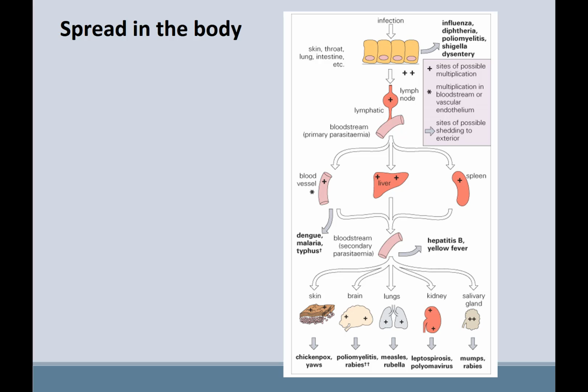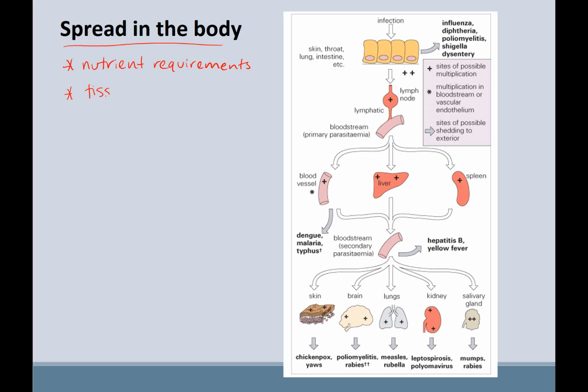Okay, so some of the components that make the spread in the body specific to each pathogen is, for instance, nutrient requirements. What does the pathogen need to survive? For instance, the protozoa that causes malaria needs the iron in the red blood cells. Okay, so it's going to be very specific to where it spreads in the body based on its nutrient requirements.